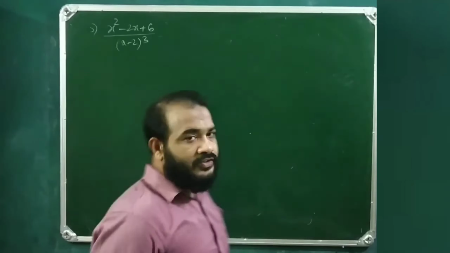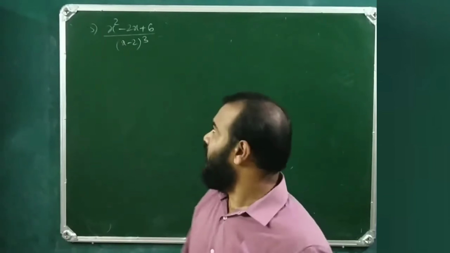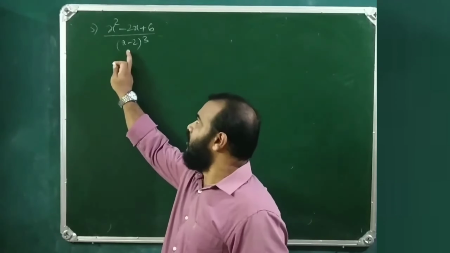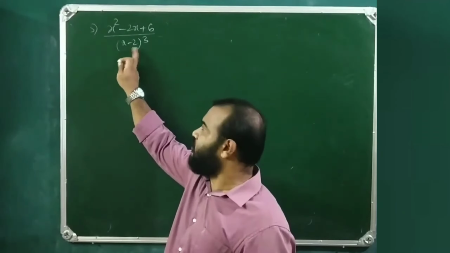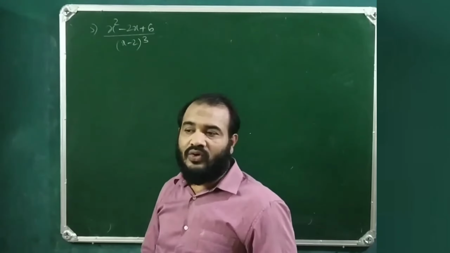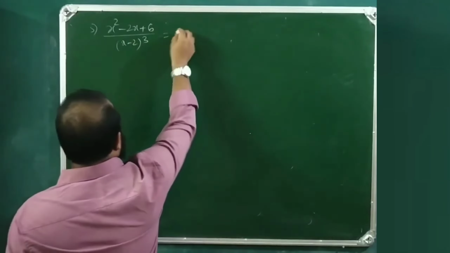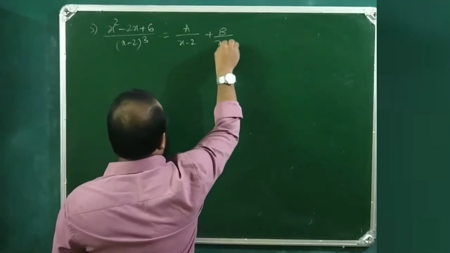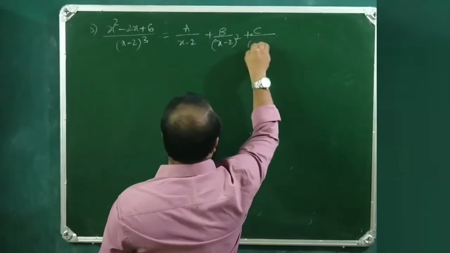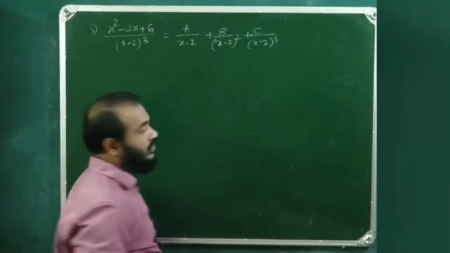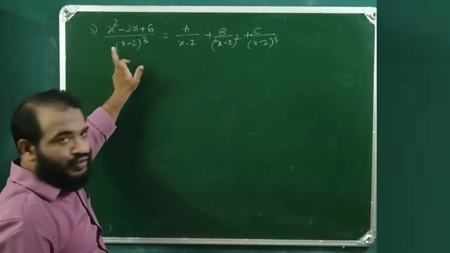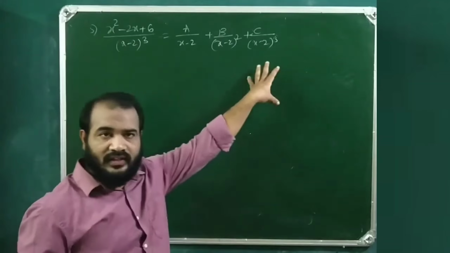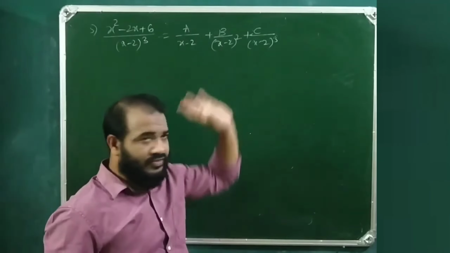So we have started exercise 7. This question: x square minus 2x plus 6 by x minus 2 whole cube. The denominator contains a repeated linear factor. So x minus 2 has been repeated thrice. We can solve this through the process of A by x minus 2, B by x minus 2 whole square, C by x minus 2 whole cube. So this is type 2, where the denominator contains repeated linear factors, and we have to solve for A, B and C.